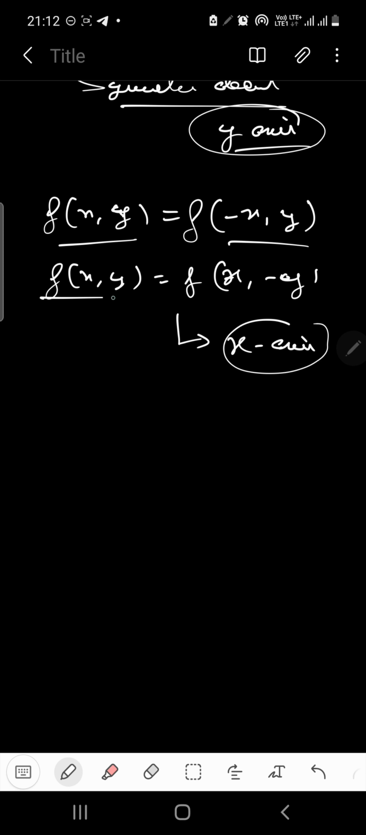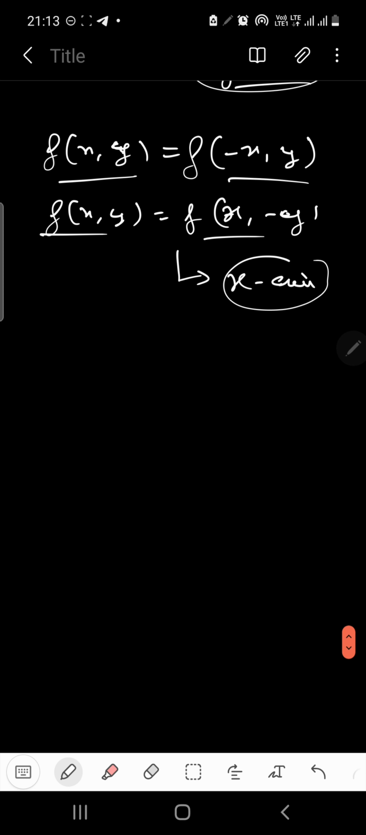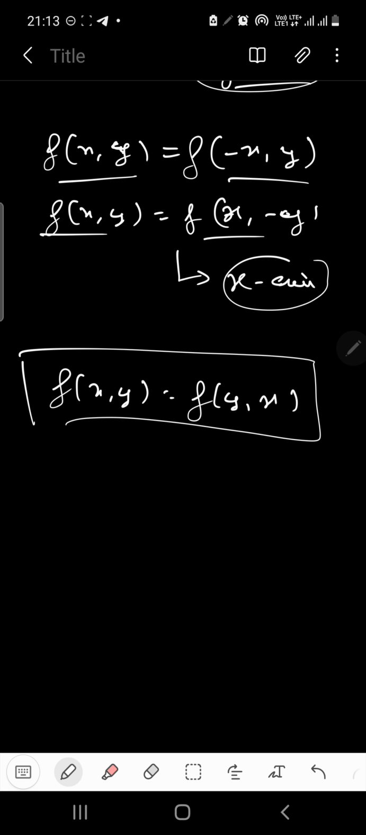Clear? This portion is clear, I guess. Okay. Further, you can have some more cases actually. Okay, this much is clear, I guess. Suppose you have f(x,y) equals f(y,x). Clear? Then what will happen?